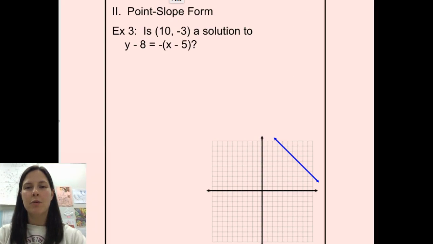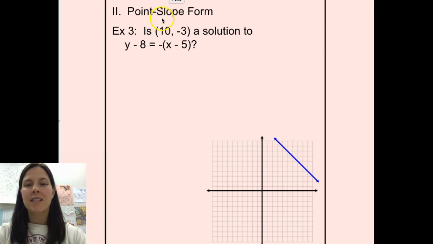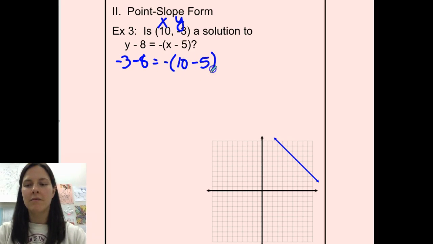The second type of equation we're going to look at this unit is called point-slope form. Same process as the first example. We're going to replace our y with negative 3, and we're going to replace our x with 10. Negative 3 minus 8, if you spend $3 and you spend 8 more, you have spent $11.